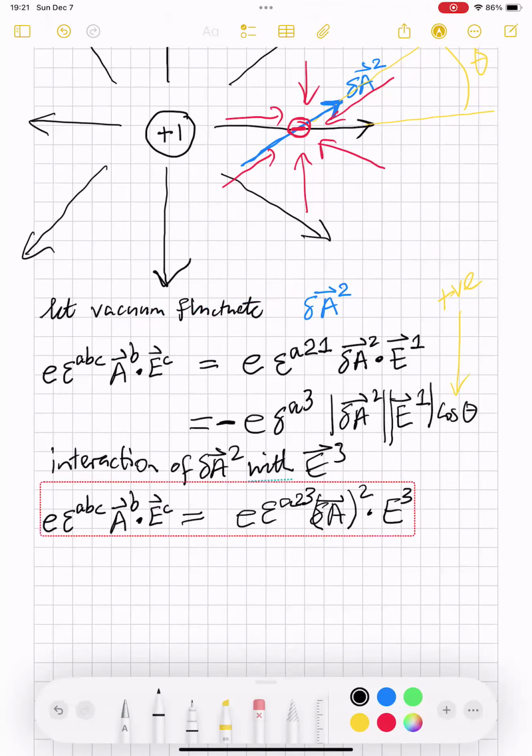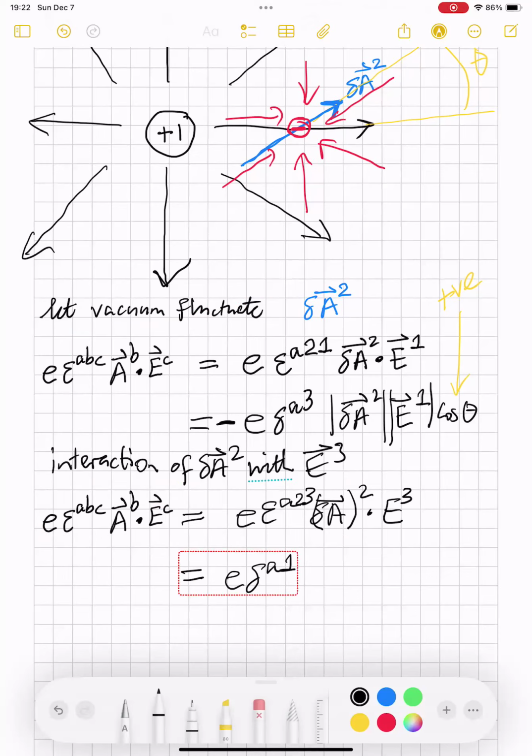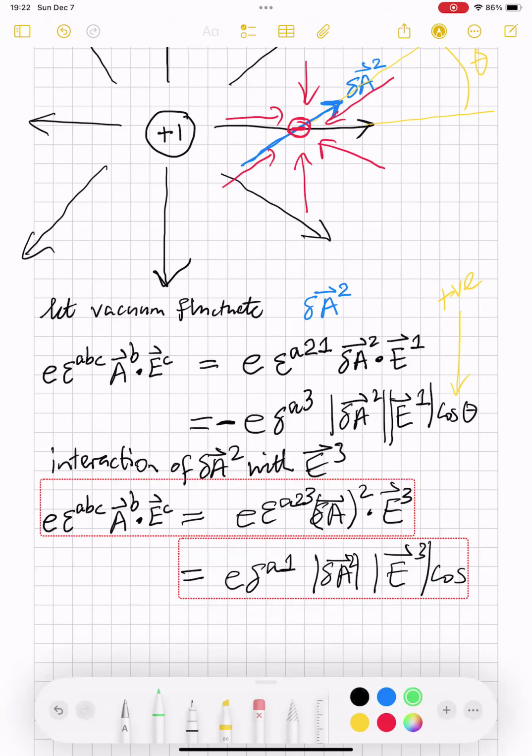And what you can see is the indices have to all be different for the epsilon to be non-zero. So we'll get a delta A1. So now we're back to producing a 1 field, the same as the charge that we initially set down. We've got the coupling sitting there, and we'll have an epsilon 1, 2, 3. But epsilon 1, 2, 3 is positive. And then we will have a mod of delta A2 times a mod of the E3, and we will have a cosine of an angle. Let's maybe call it phi. What is phi? Phi is the angle between A2 and E3.